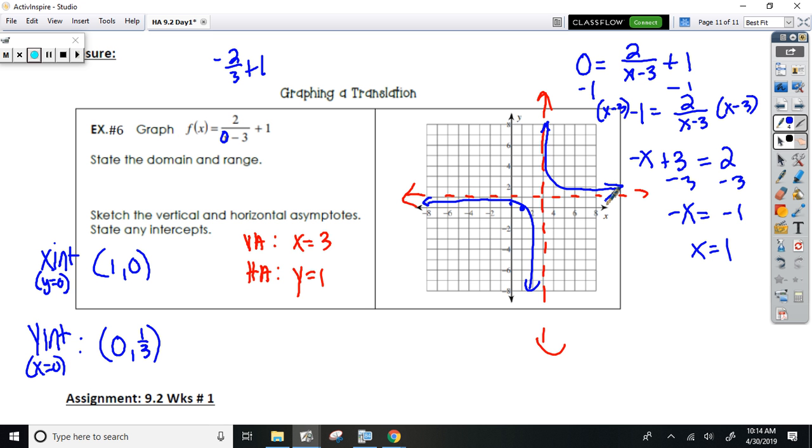You can use your table of values. Domain, all real numbers except 3. Range, all real numbers except 1.